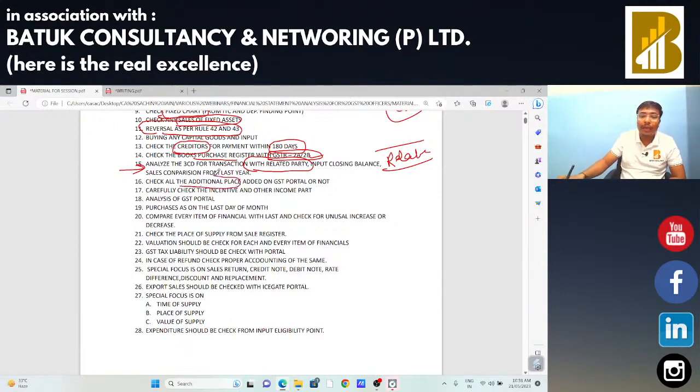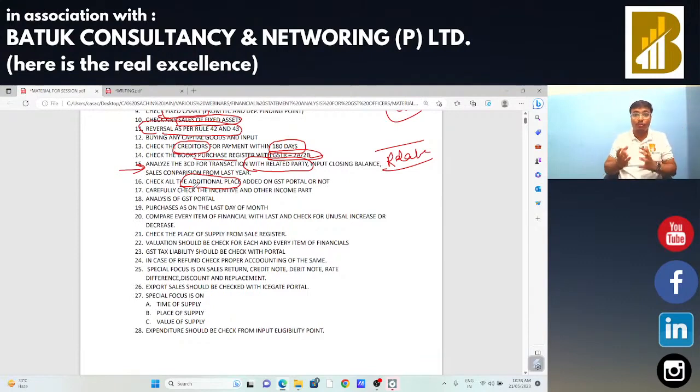Next point is related to additional places. This point is not related to your analysis of financial statements. This is a journal point. You just need to check that each and every additional place of business is added on the GSTN portal or not. Nowadays, from 16th of June, the department is going to do the physical verification of business premises.